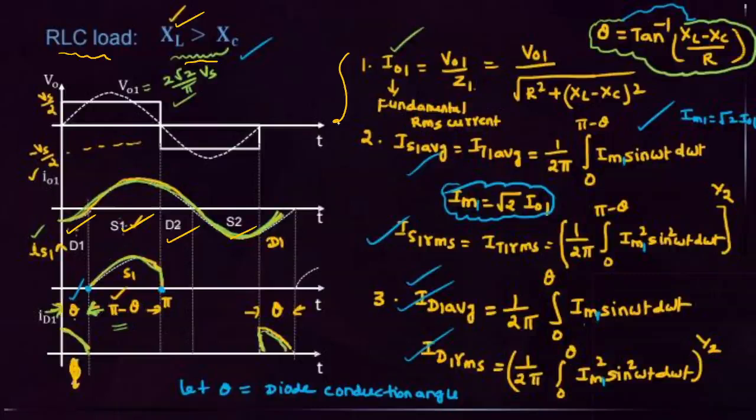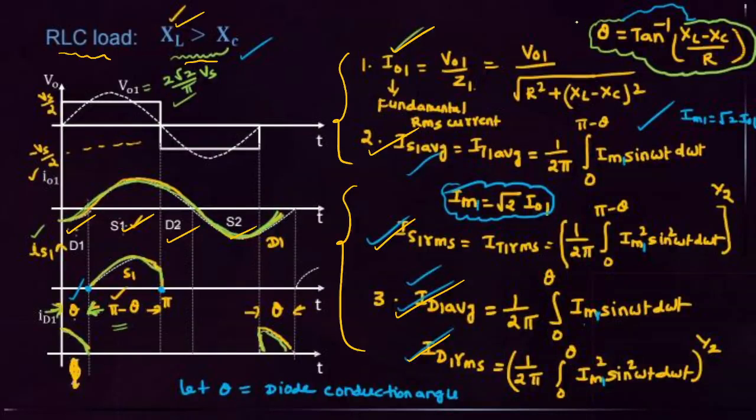Now these formulas you have to practice. Till now in the GATE exam there have been no questions based on these formulas, but it is the expected model of questions, friends. You have to calculate I01 equals V01 by Z1. You have to calculate the average value of each switch current or thyristor current. What is the RMS value of each switch current? Direct formulas you have to remember. What is the average value of each diode current? What is the RMS value of each diode current, you also have to calculate.